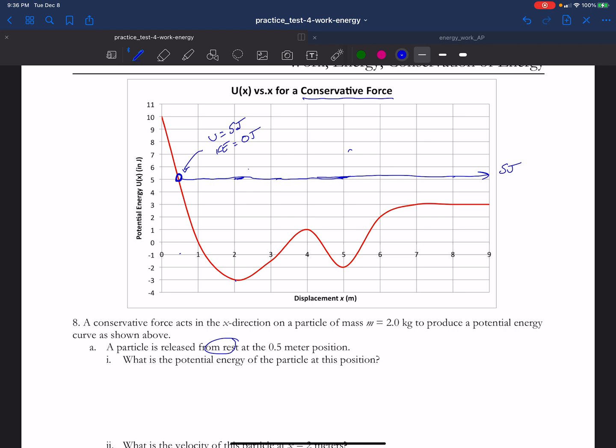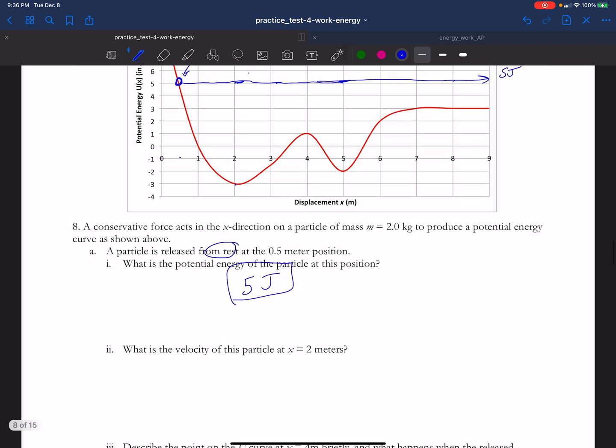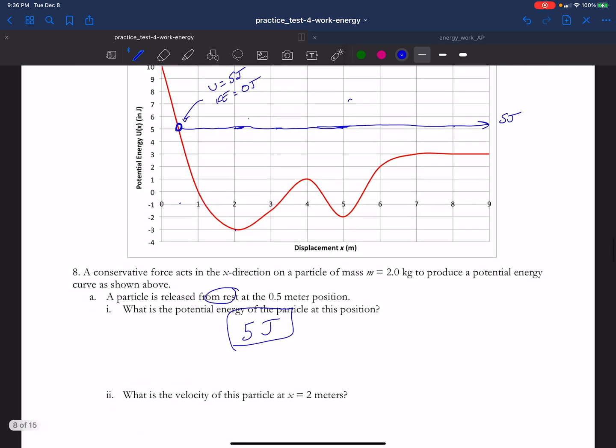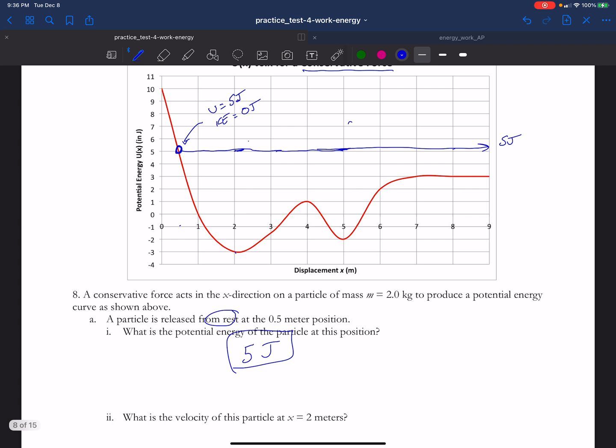Okay. So what's the potential energy of the particle at this one? Well, let's just knock that one out of the park. That's just 5. Okay, let's move on. What's the velocity of the particle at x equals 2? So x equals 2 is right here. So let's take a look at this difference between the total energy of the system, remembering that this difference has to be the KE.